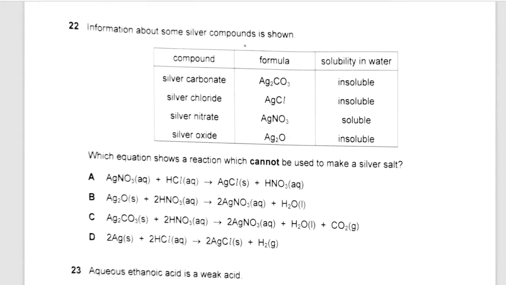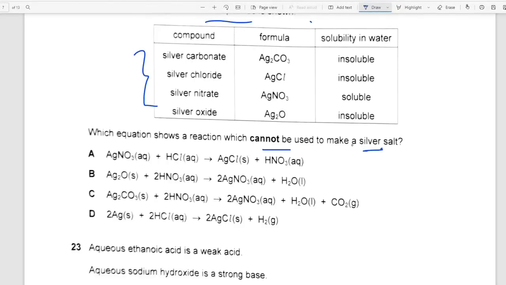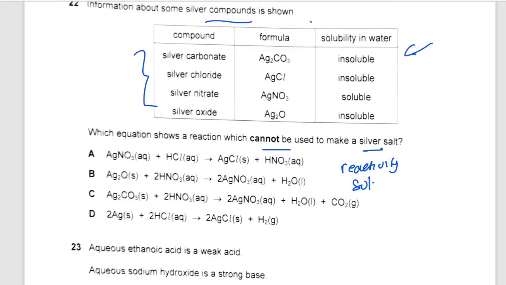Information about some silver compounds is shown. Okay, so we have these 4 compounds, their formulas and their solubility. It's telling us which equation shows the reaction which cannot be used to make a silver salt. Already I know, first of all, we can look at the reactivity and the solubility, and they've given us the solubility. With reactivity, you need to know the reactivity series to understand how equations work. Reactivity series is really important. You need to memorize your reactivity series before going to any of these chemistry exams.